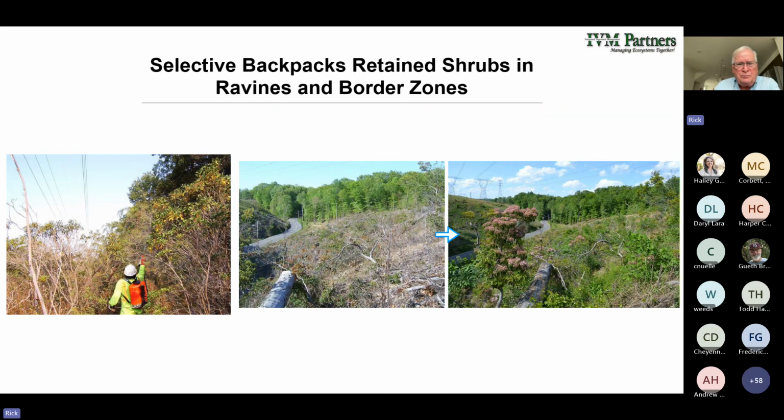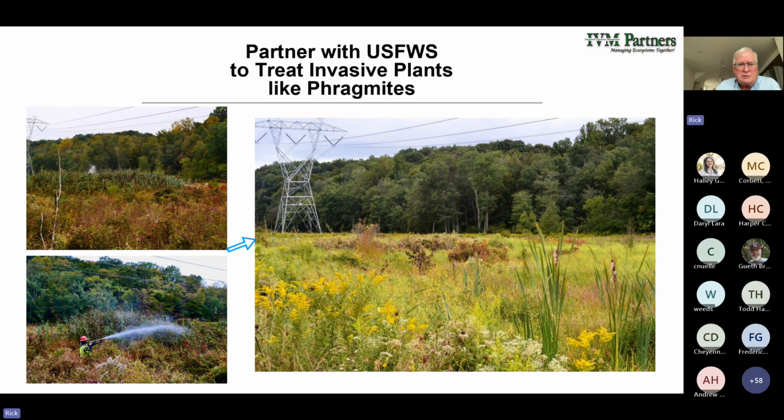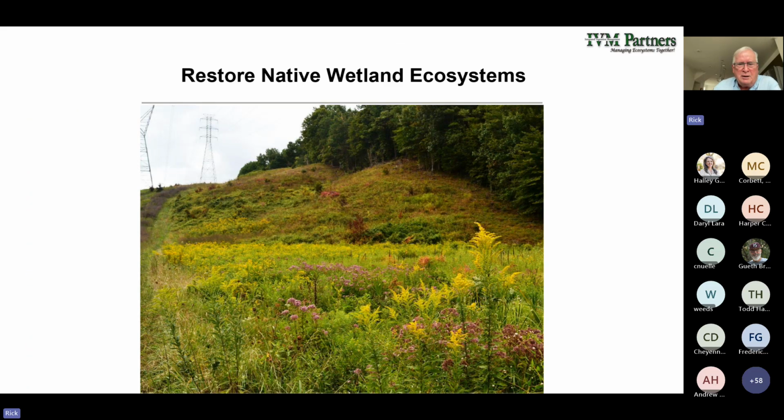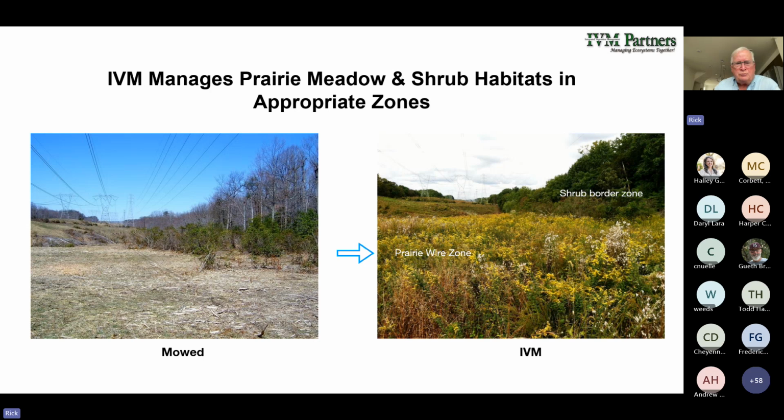And then in the border zones and in the ravines, we did selective backpack treatments to retain the shrubs. They asked if we would help to get rid of the invasive Phragmites in the wetlands. We took care of that and then brought back our native wetland plants, and then basically took that from being cut to native prairie and shrubs.